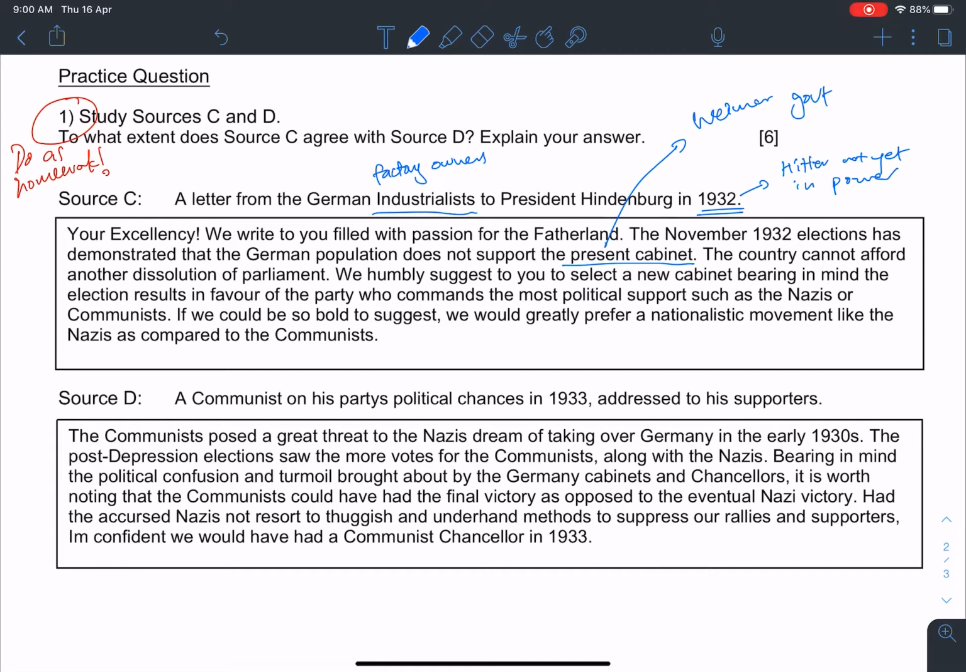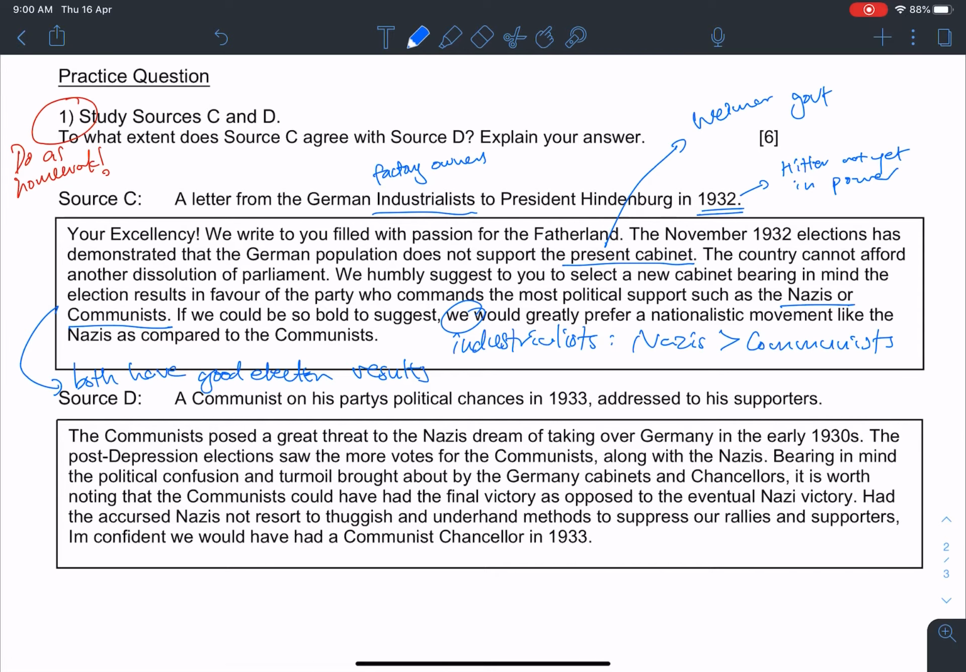Okay, I found out something new. Nazis and communists, they both have good election results, right? If we could be so bold to suggest, we would greatly prefer... who is this? Industrialists will prefer Nazis over communists. Why? Okay. Remember who the industrialists are? Okay, that's something you need to pay attention to.